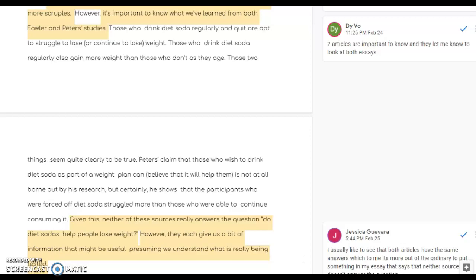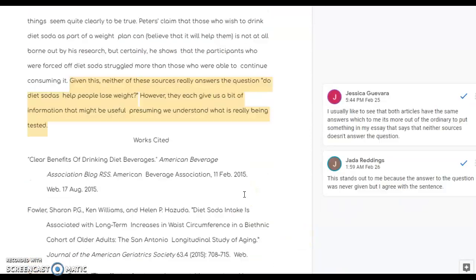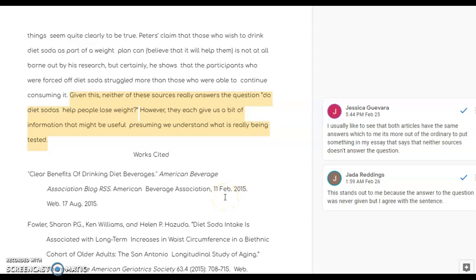It doesn't show us whether or not drinking diet soda will help you lose weight, but it does show us these two particular things. Recognize that lots of your conclusions are going to, and this is something Jada notes here, stand out to me because the answer to the question wasn't given. But I agree with the sentence. Okay? Yeah, the bottom line here is there's going to be gray area. You're not necessarily going to be able to come to a conclusion that says, this is a good article, this is a bad article, or this is true, and that's false. And that's fine. That's not our job.